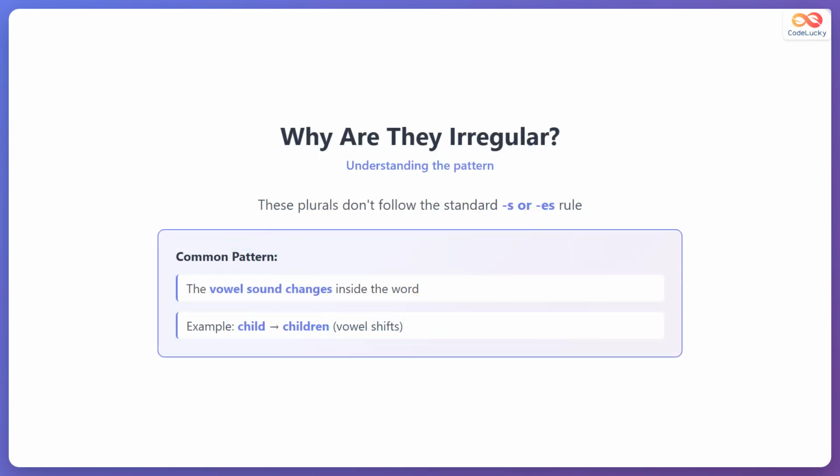Why are these words irregular? These plurals don't follow the standard -s or -es rule. Instead, the vowel sound changes inside the word. For example, in child becoming children, the vowel shifts. This vowel transformation is the key pattern in these irregular plurals.